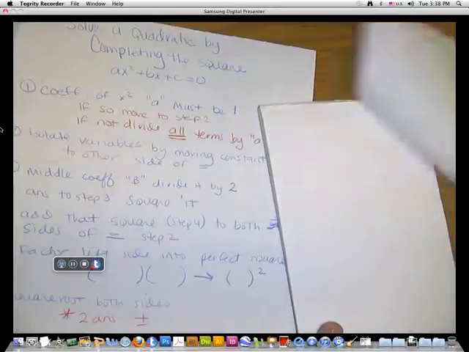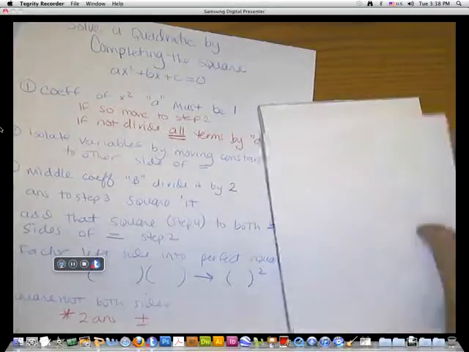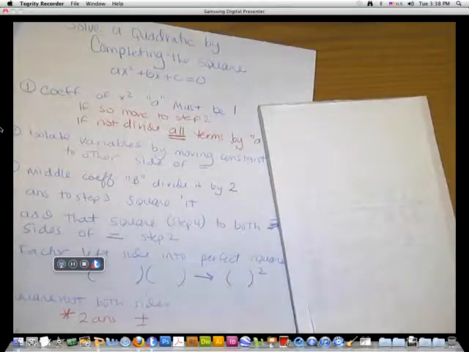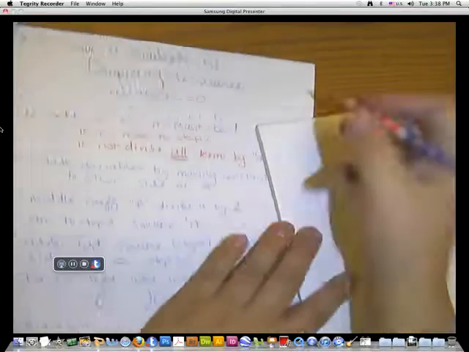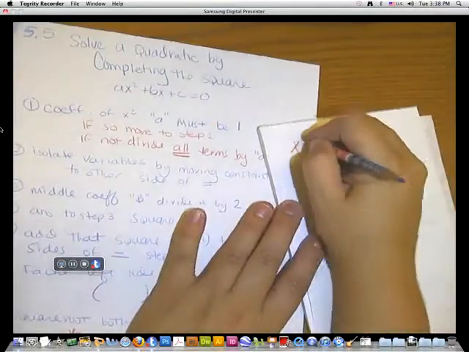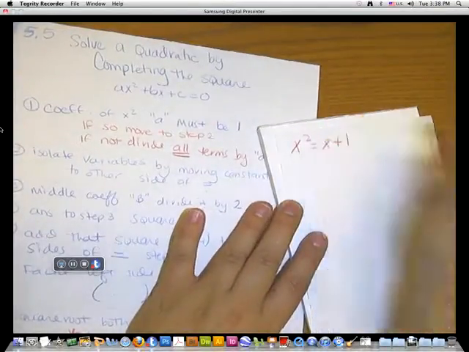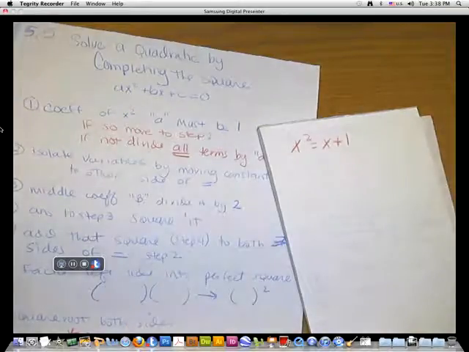Okay, try it again. x squared, x plus 1. I highly recommend at this point that you pause the video, try it on your own, and then come back and see the steps that I did to see if you match up. So pause and come back.